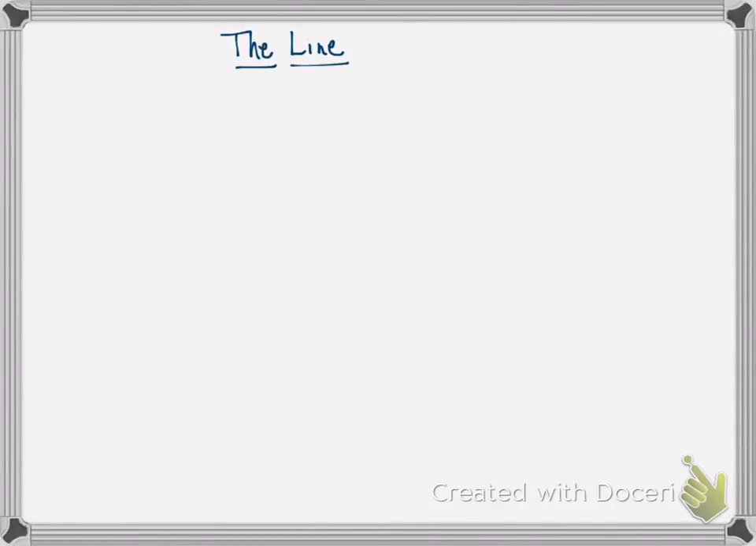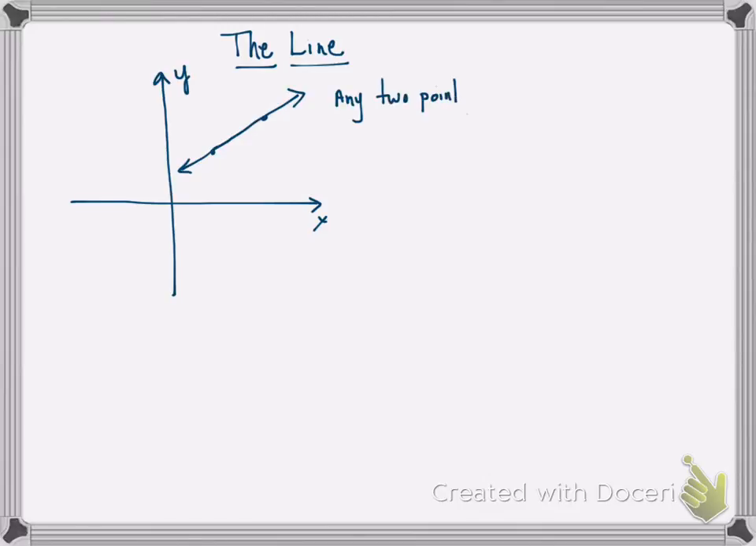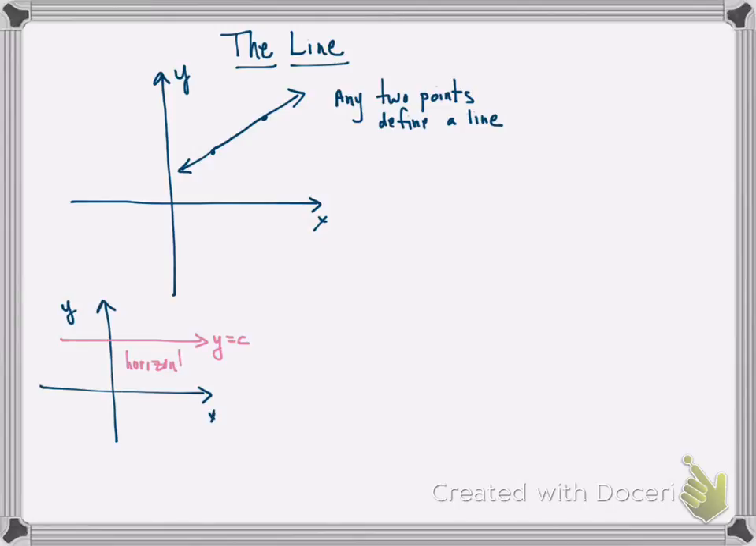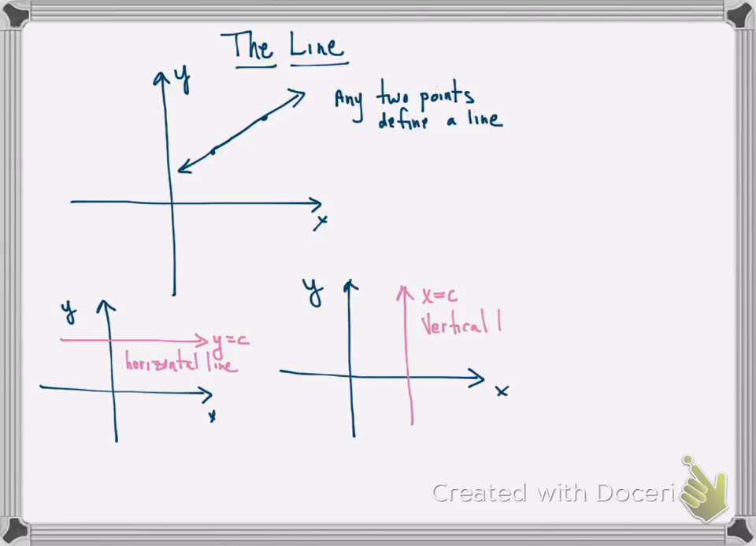Okay, in this video we're going to explore the line. Now we know that any 2 points define a line. And if we have 2 points, we can connect the dots and then we have a line. We have different types of lines. We have horizontal lines of the form y equals c. We have vertical lines of the form x equals c.